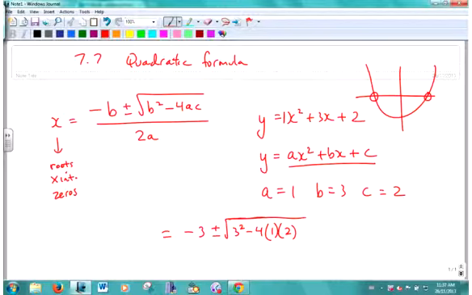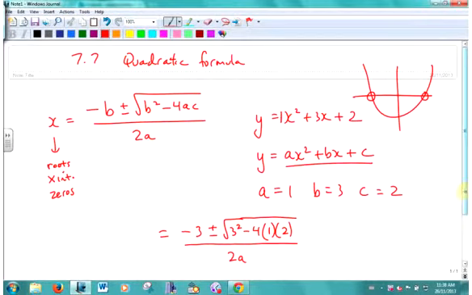Make sure this radical completely covers the whole thing. You don't want to do this. Okay, that's not correct. Has to go across everything, all over 2A. All right, again, don't just do this. That's not correct. The whole thing is over 2A. Okay, I'm going to make my page a bit bigger.